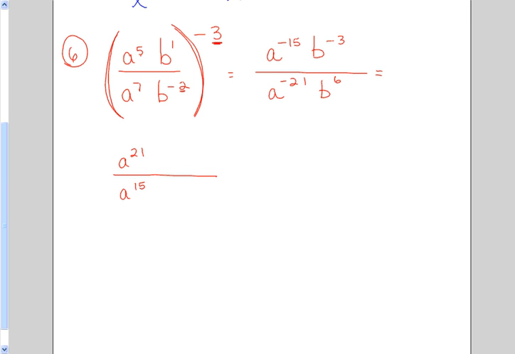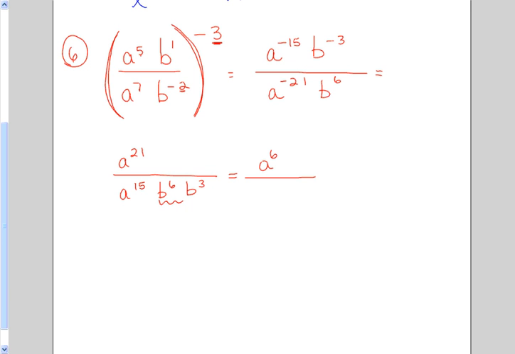Okay, I had to switch both of those. But with the b's, b to the 6th is going to stay in the denominator. It was positive. B to the 3rd gets brought to the denominator to make it positive. Now I can simplify because I have like variables. With the a's, if one's in the numerator, one's in the denominator, that means I'm going to subtract. Higher answer goes to the top, so it's a to the 6th.